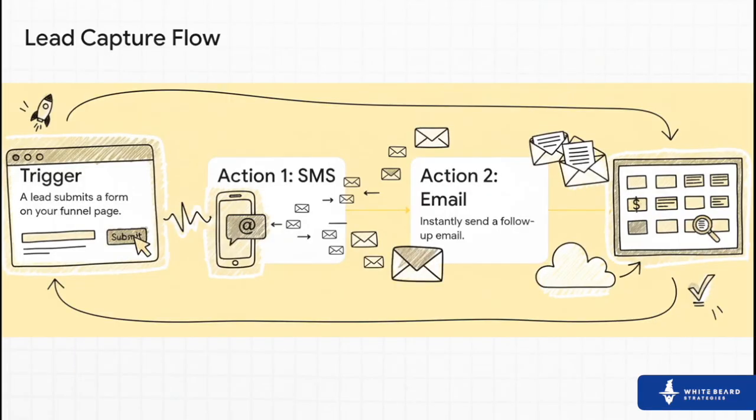So check this out. Here's a perfect example for your first workflow. The trigger, someone fills out that form on your page. The very second they hit submit, Action 1 fires. The system sends them a personalized text message. Then Action 2 fires. It shoots them that welcome email. And at the exact same time, Action 3 creates a little card for them in your sales pipeline so you can visually track them. See? No more leads ever falling through the cracks.